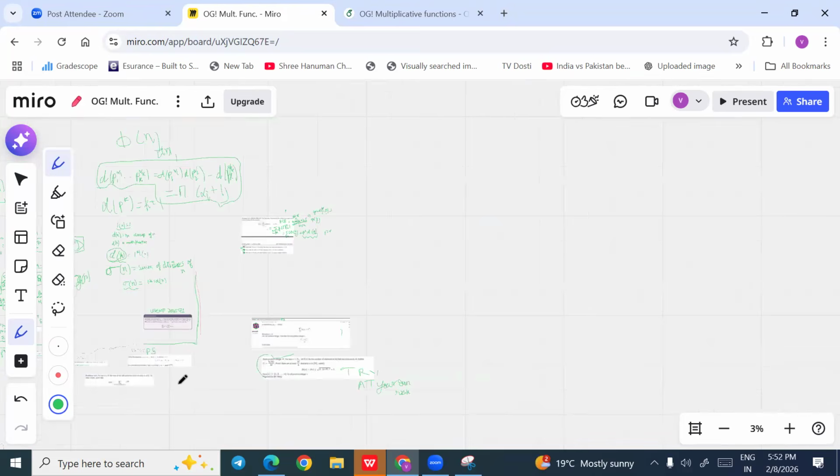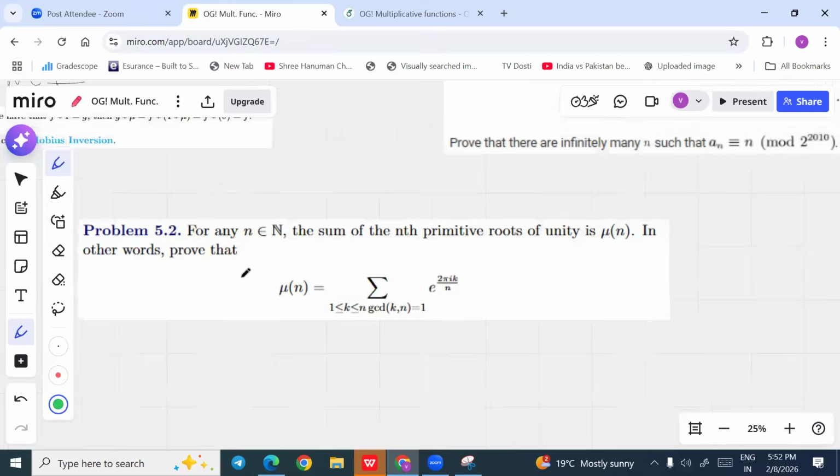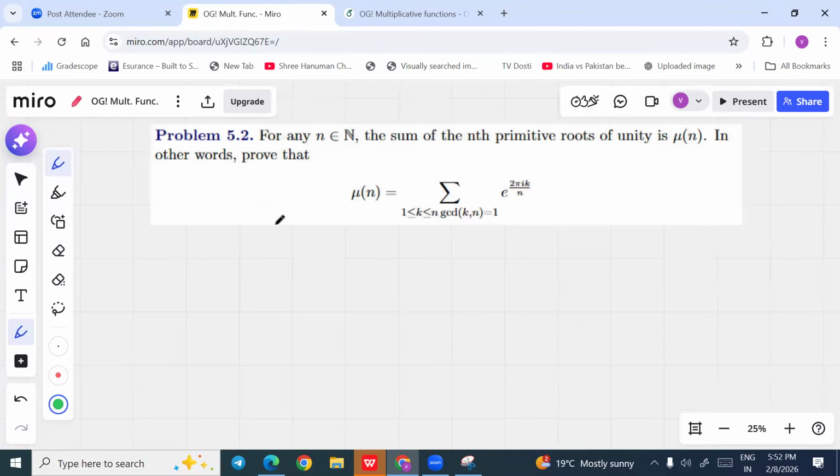Now let's move on to a bit harder problem. Do you know what primitive roots of unity are first?